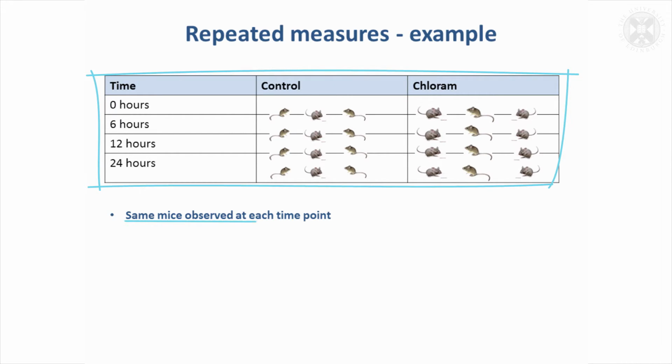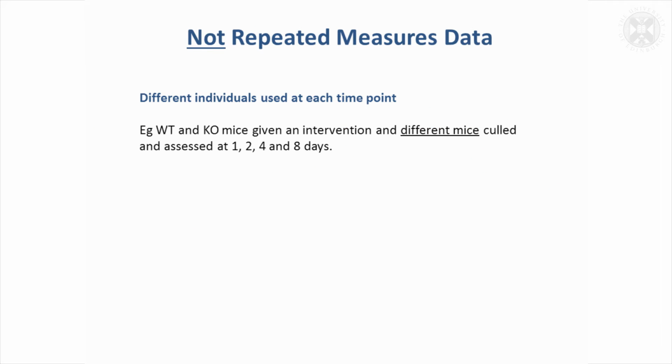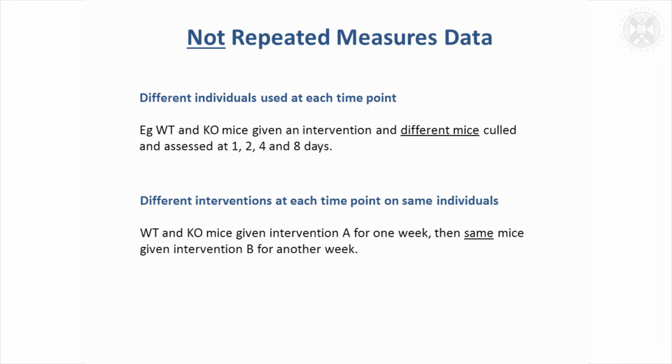So you've got the same mice observed at each time point here, and so you've got these 3 mice in the control group, 3 mice in the chlorum group. But the key thing is it's the same mice at each time point. So if you had, for example, different individuals at each time point, that's then not what I'd call repeated measures data, because you've got a different set of samples at each of the time points.